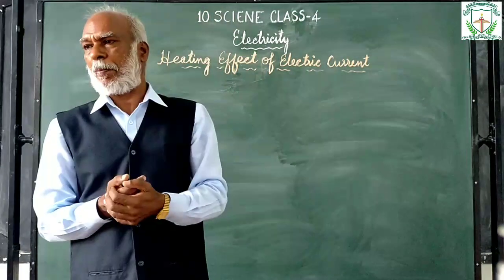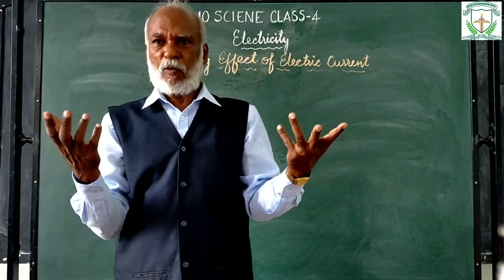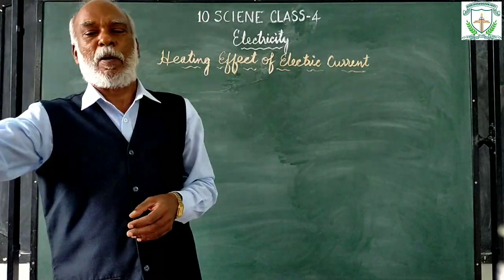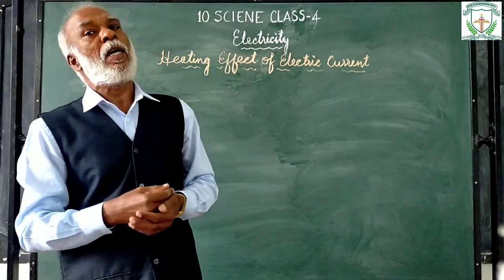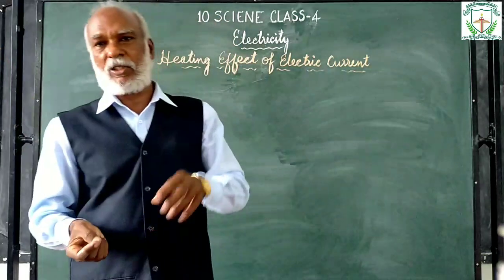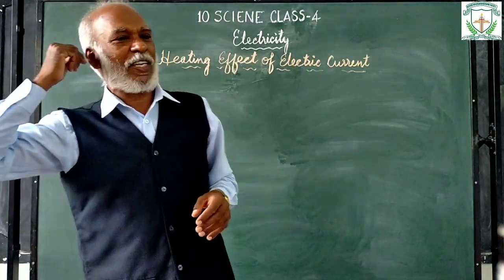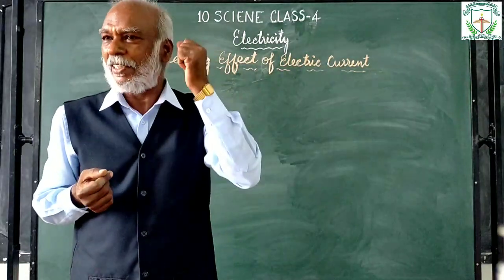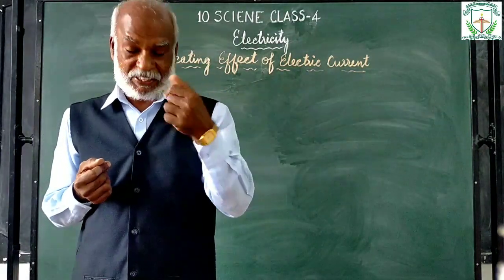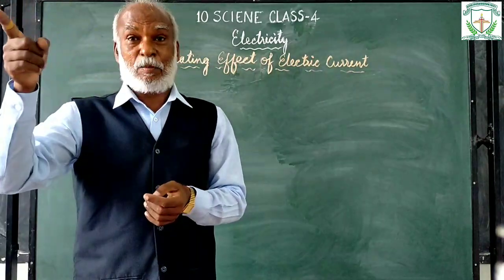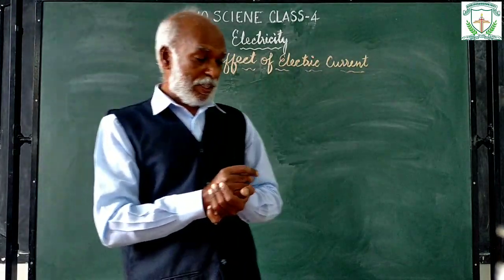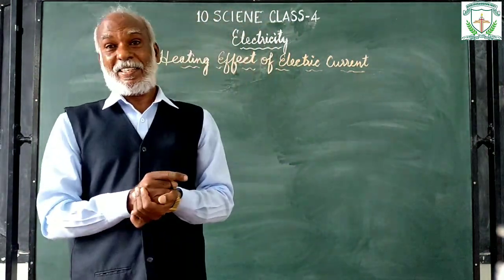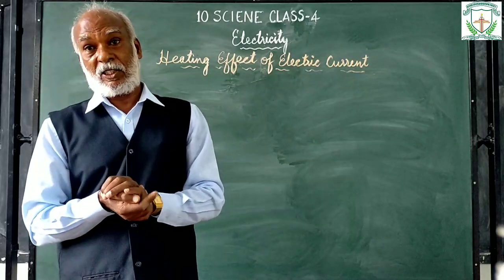This heating effect may be undesirable. We may not like, say for example, an incandescent bulb getting heated. That is not the purpose. We want light from the bulb, but it gets heated, so it is undesirable. Your mobile phone getting heated, you don't like it. When you use it constantly, it gets heated, you don't like it. Undesirable effect. There are desirable effects also. Desirable effect of heating effect of electric current.